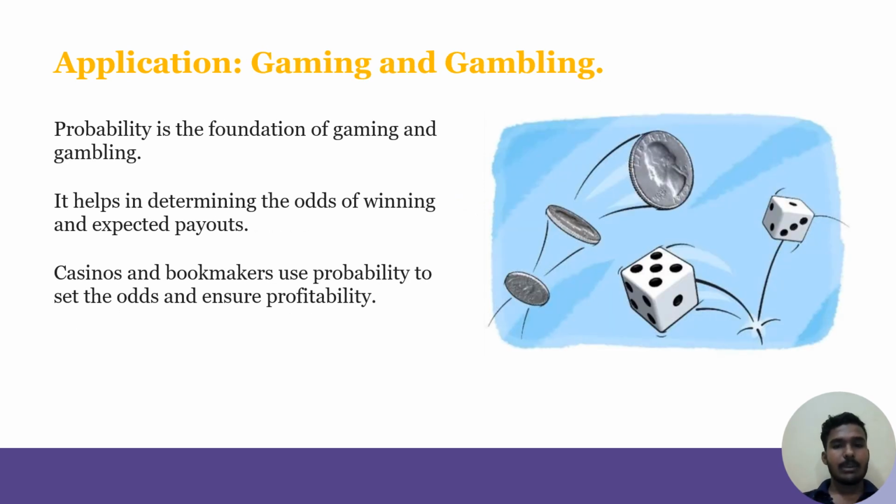Probability in gaming and gambling. Probability is the foundation of gaming and gambling. It helps in determining the odds of winning and expected payouts. Casinos and bookmakers use probability to set the odds and ensure profitability.